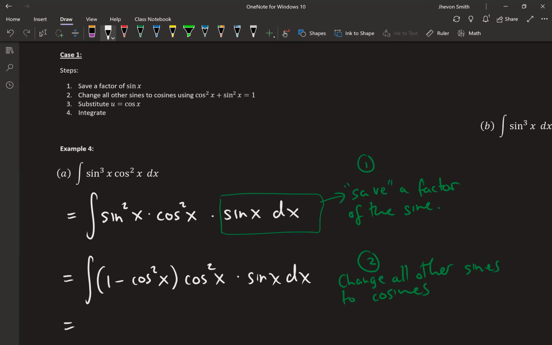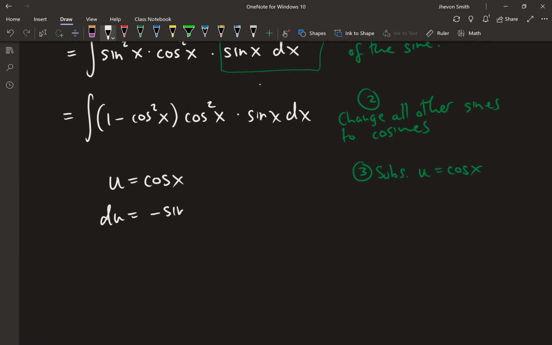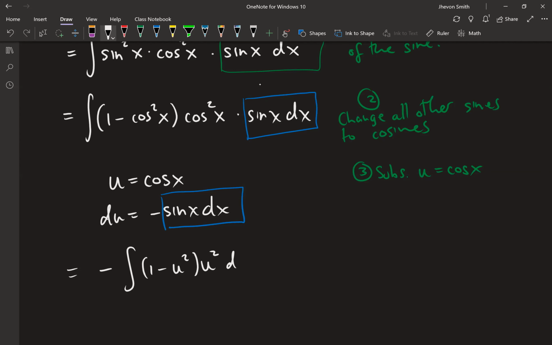Now we do the third step. U equals cosine. That was the third step. Substitute u equals cosine. Then our du is going to be minus sine of x dx, and you'd realize that the sine of x dx is right here, so you can actually just substitute that in. So this has become minus the integral of 1 minus u squared times u squared du.